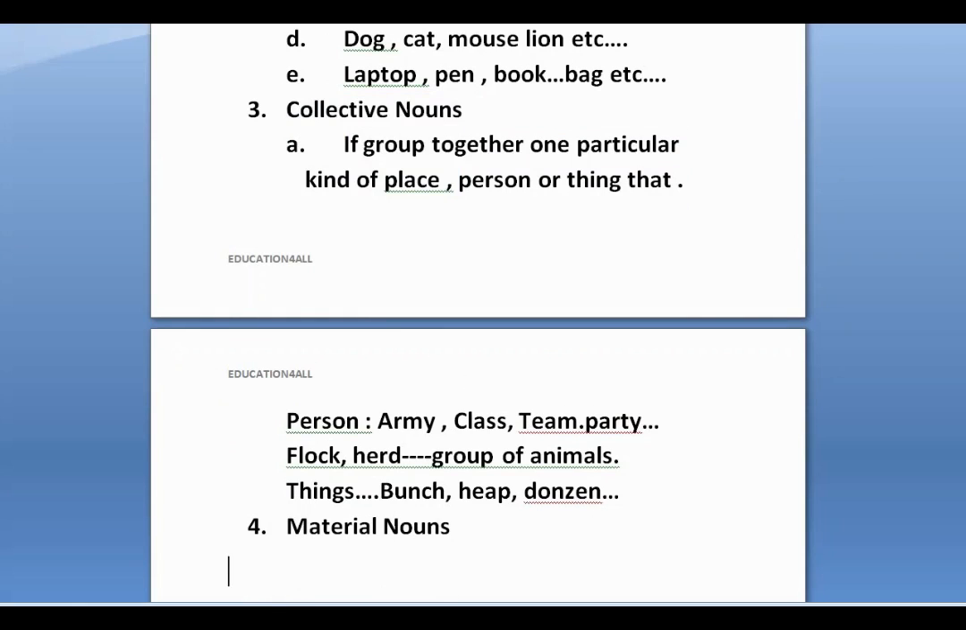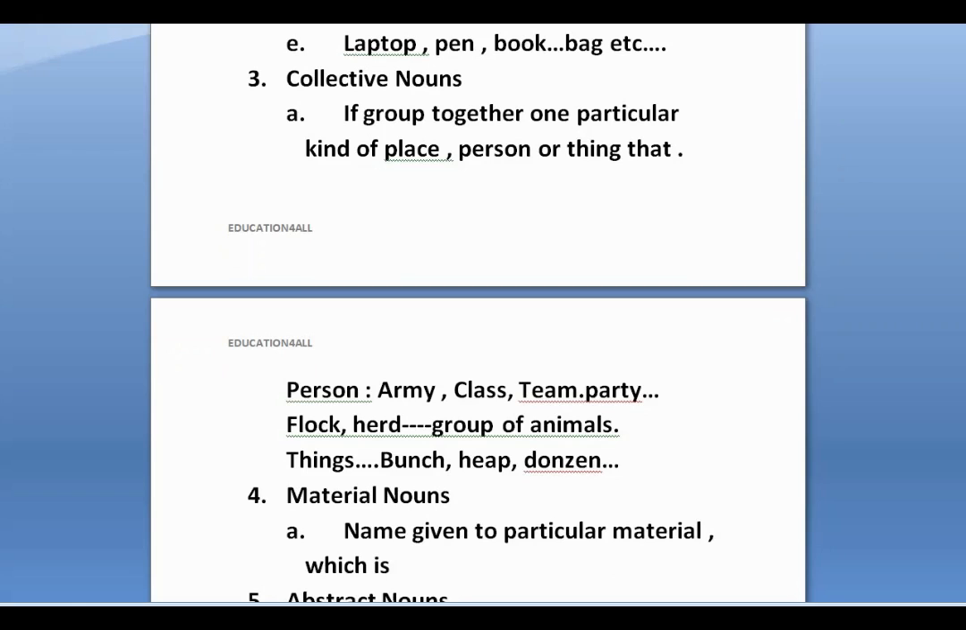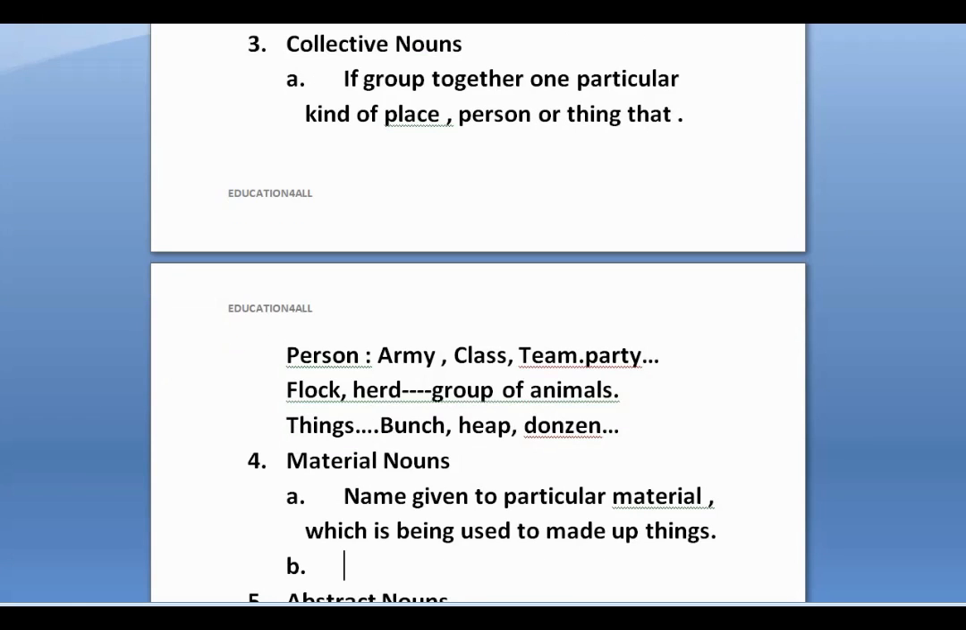In the same way, we can define material noun. Basically, a material noun is the name given to a particular material which is being used to make up things. Like if we talk about wood, wood comes under material noun. We use wood to make bed, chair, table, etc. Right? So that comes under material noun.